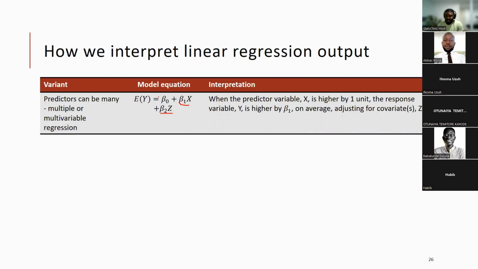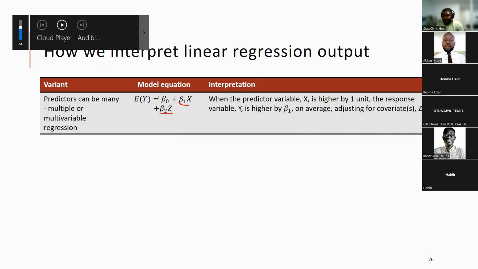Hello, sir. Yes, go ahead. I think the beta 0 is the average number of hours worked when the person is not married and does not have a child. Yes, excellent. Person is not married and does not have a child. That is B0.